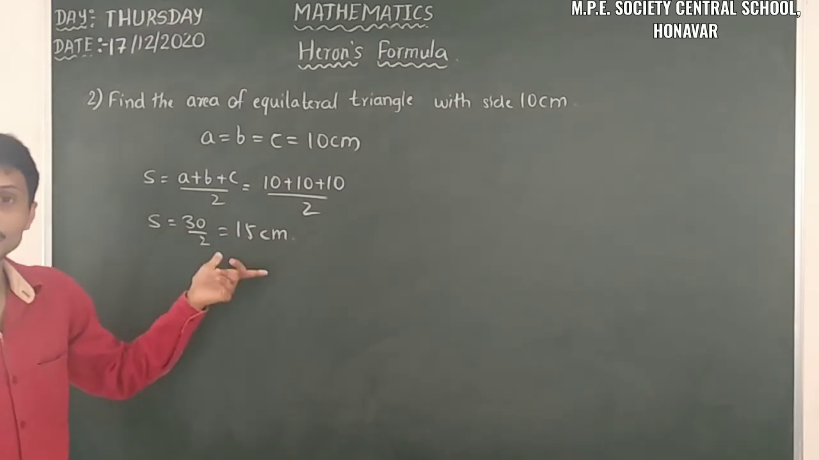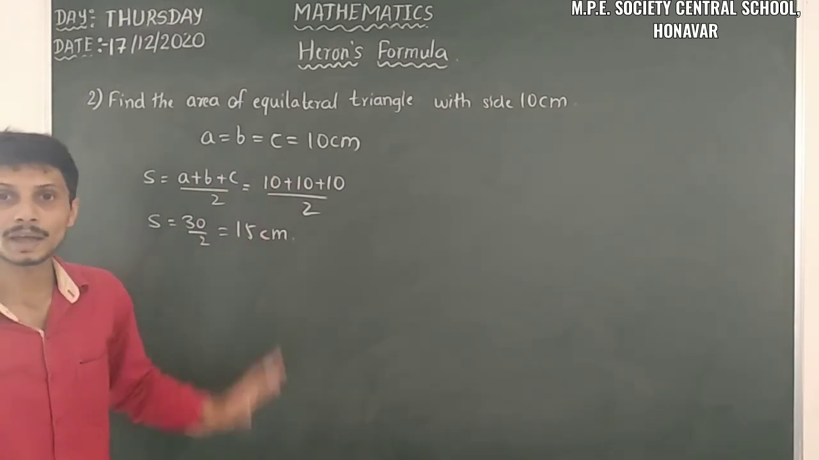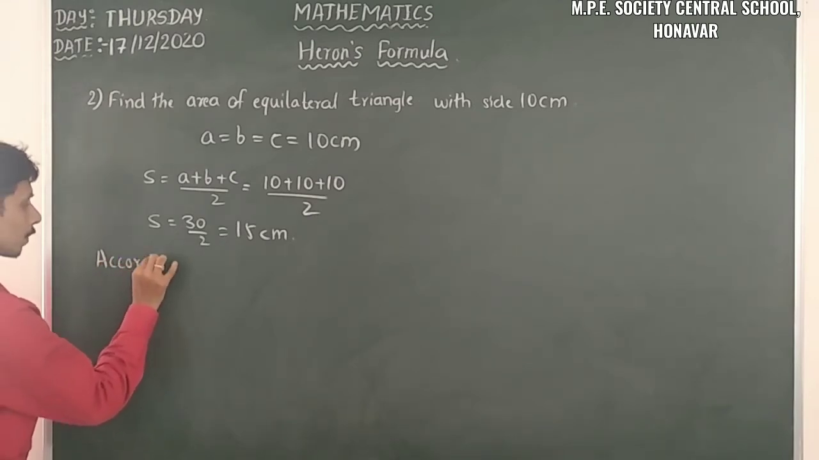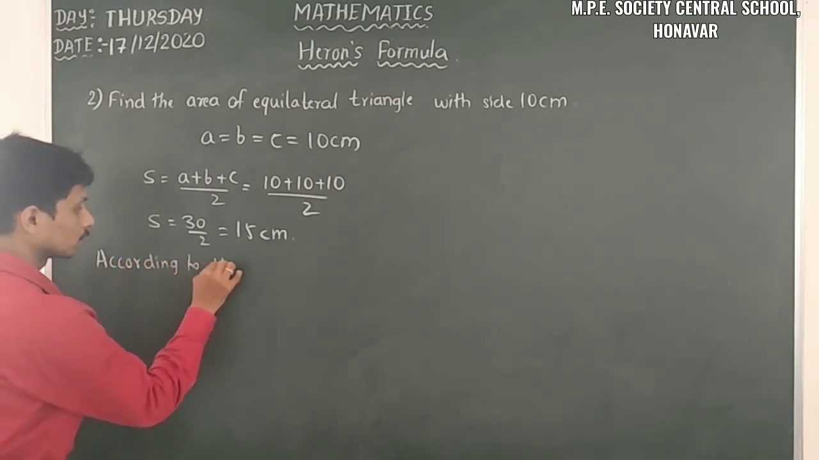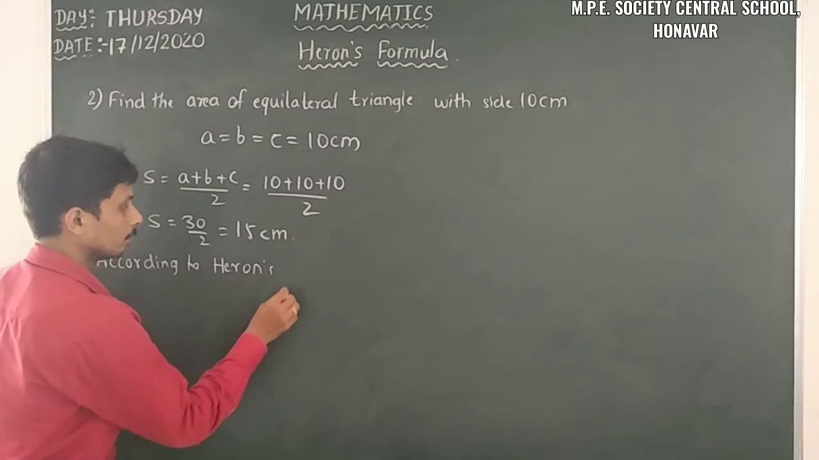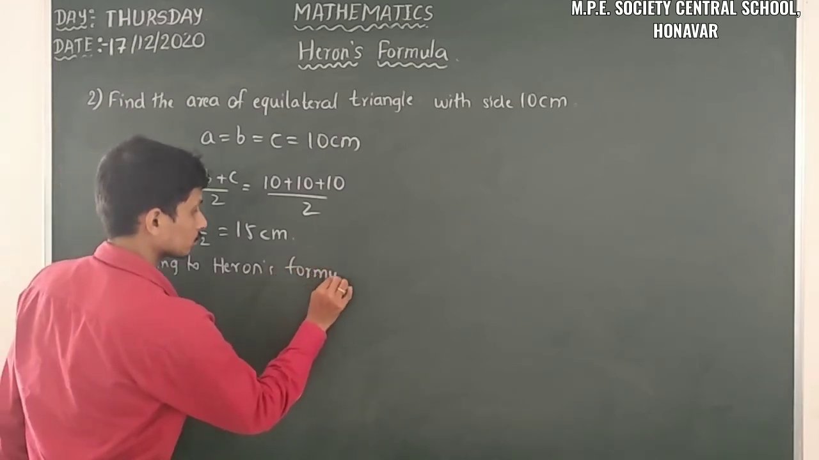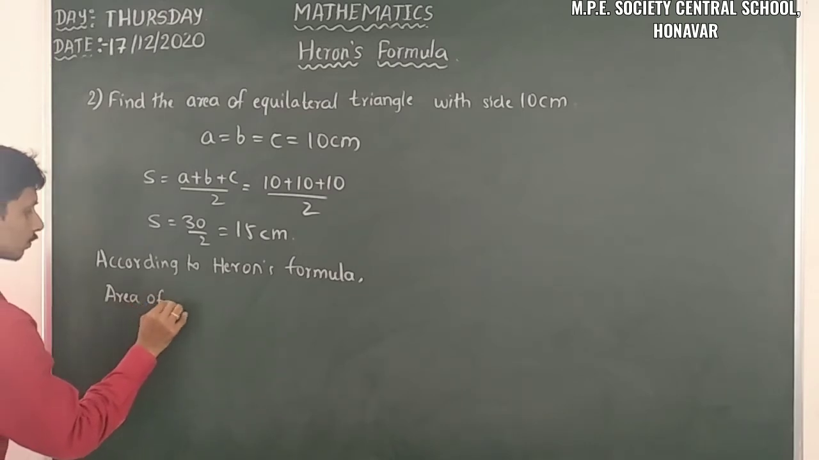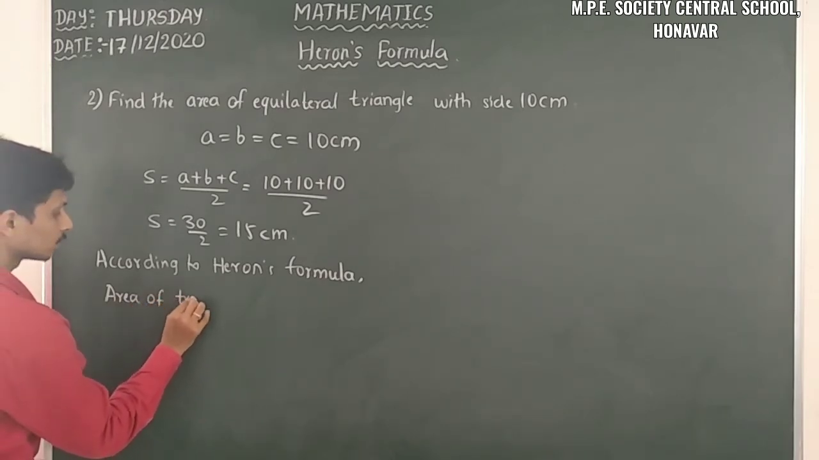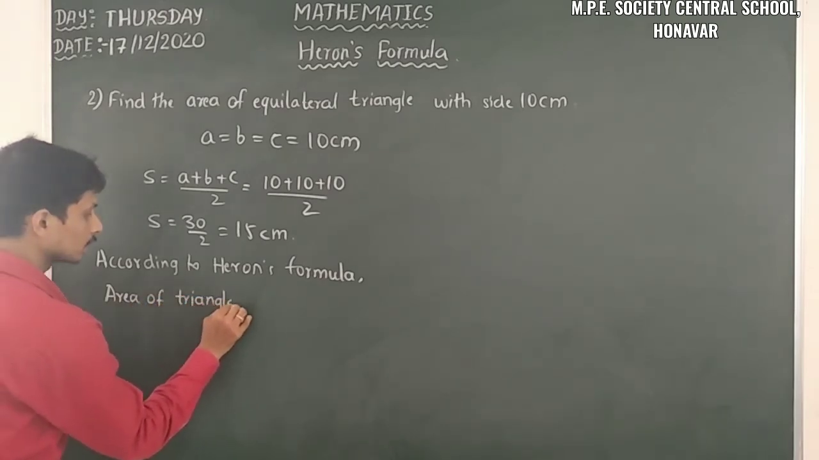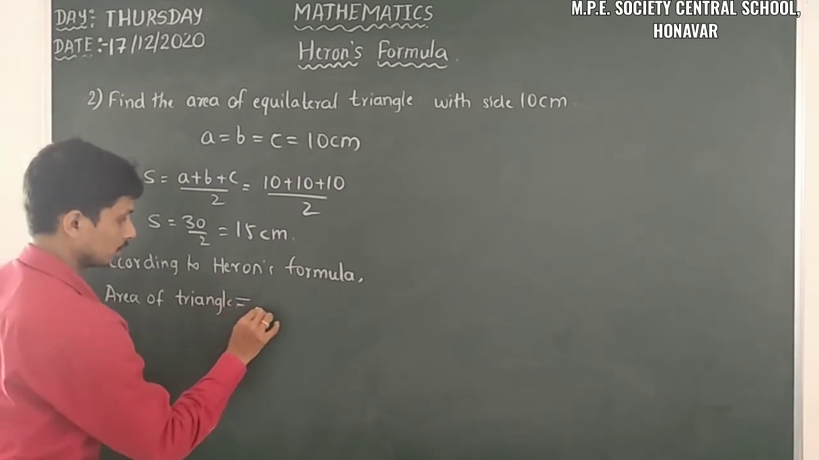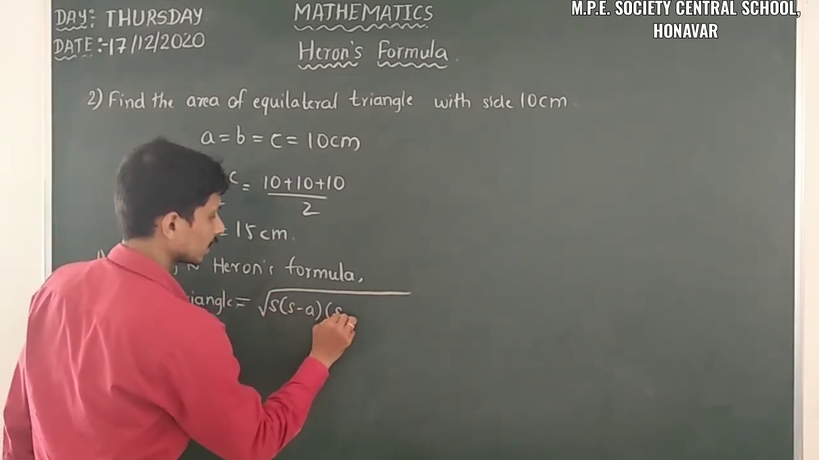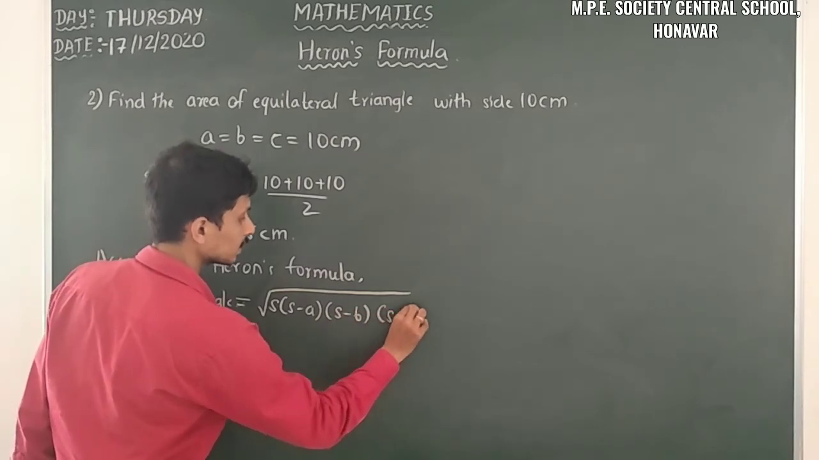So let us insert all this information into Heron's formula. According to Heron's formula, the area of the triangle is equal to the square root of s into (s minus a) into (s minus b) into (s minus c).